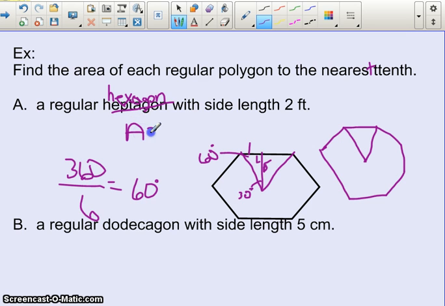So the area is equal to 1/2 the apothem, which is radical 3, times the perimeter, which is going to be 6 times 2, or 12. So half of 12 would be 6, so 6 radical 3 feet squared would be your area of that hexagon.